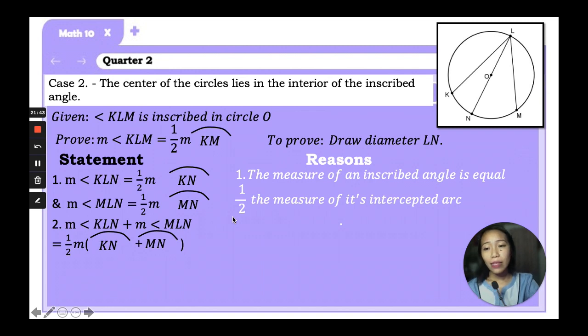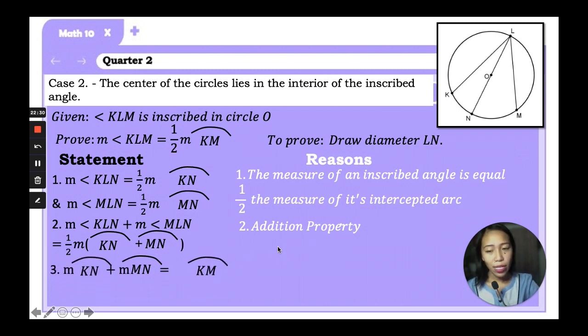So for our second statement, the measure of our angle KLN plus the measure of our angle MLN. In our figure, we can see the measure of the angles KLN and MLN. If we add these two, we can write that half of the measure of their intercepted arcs is just equal to the sum of the measures of their angles. So that is by addition property from the previous statement.